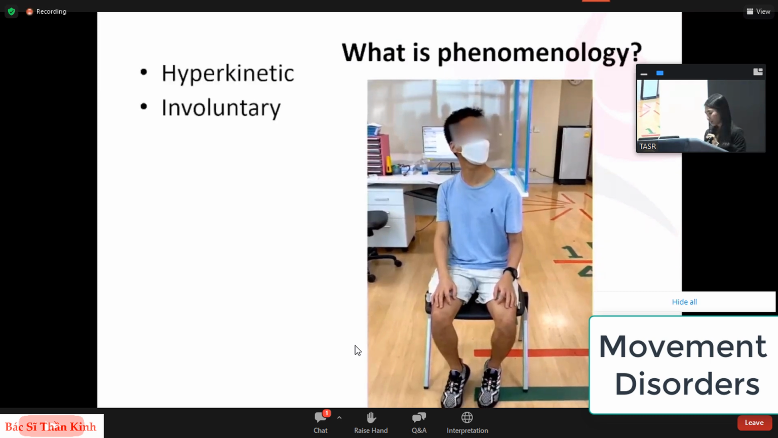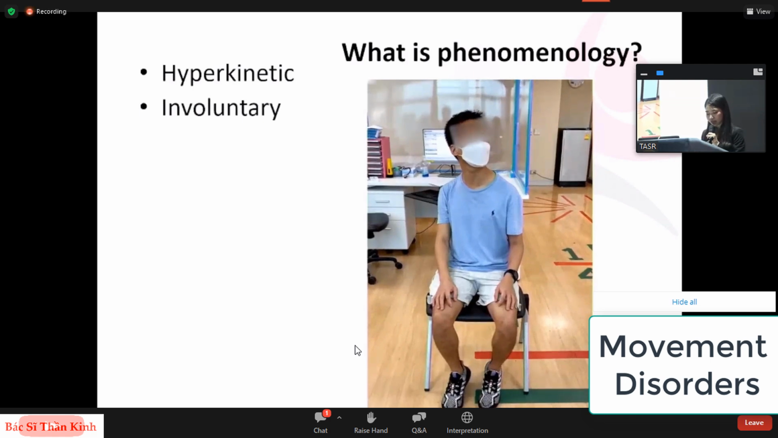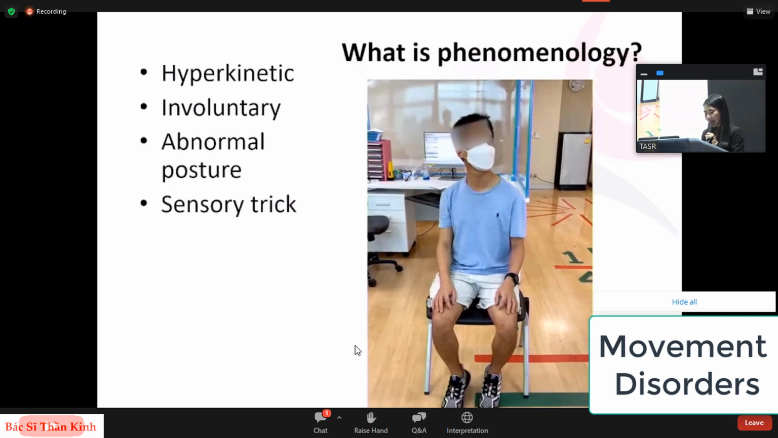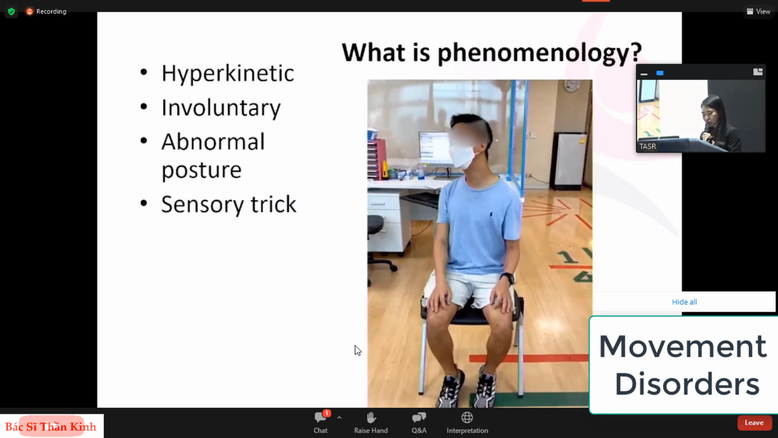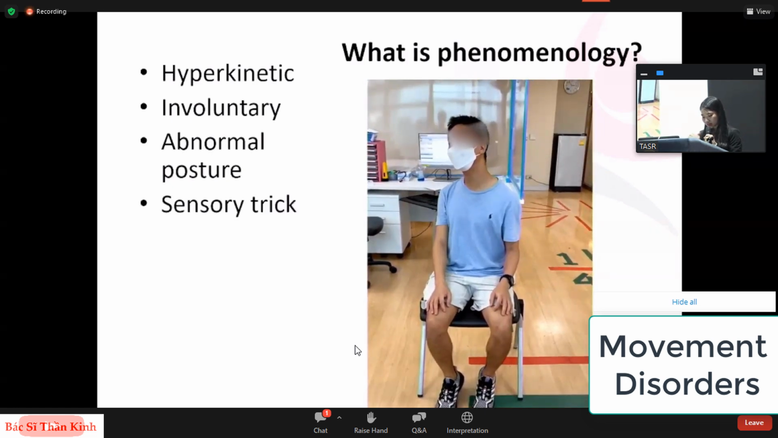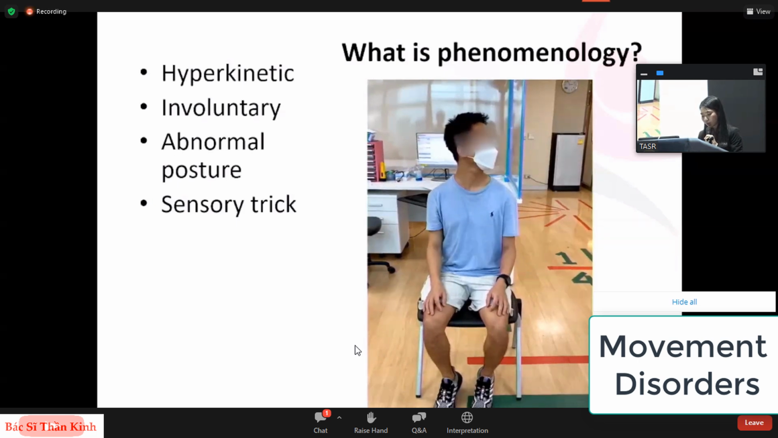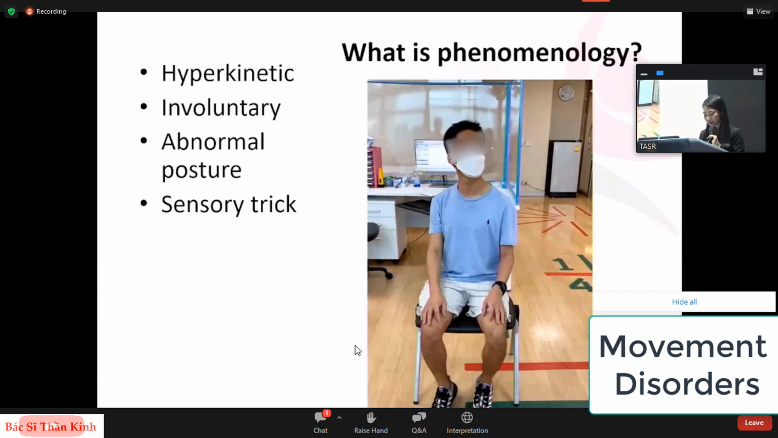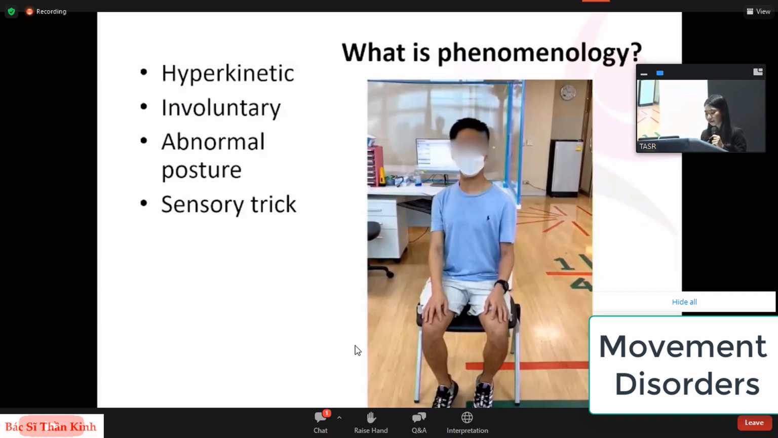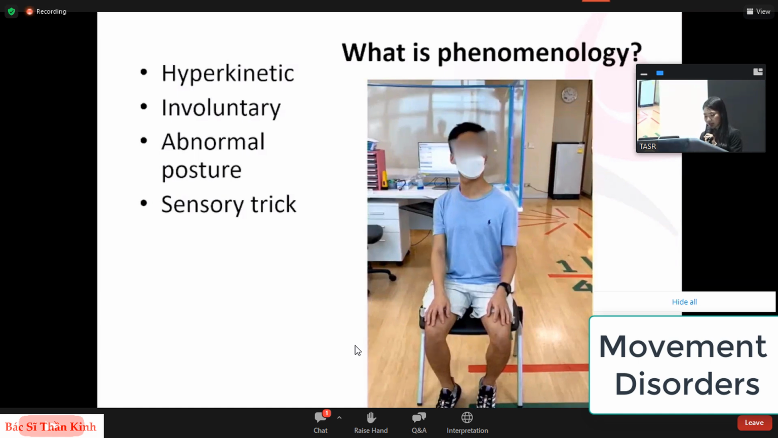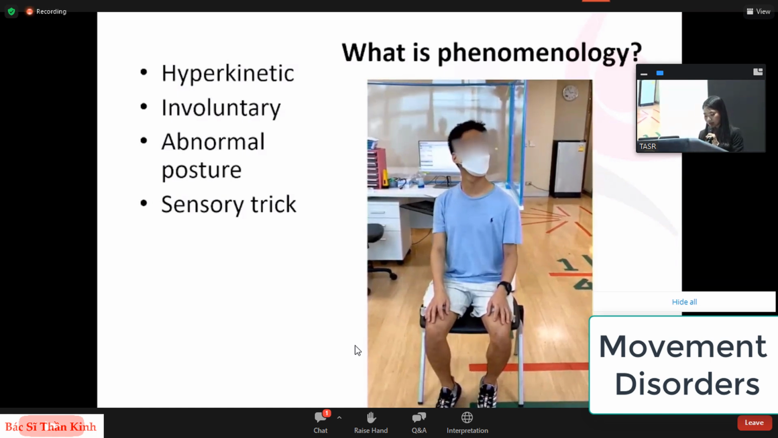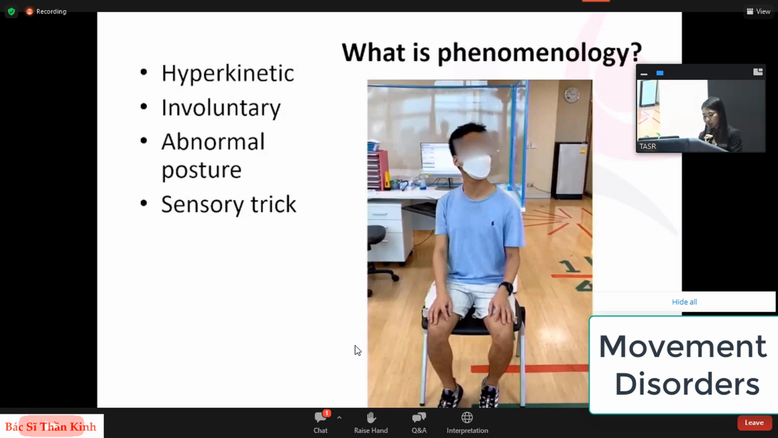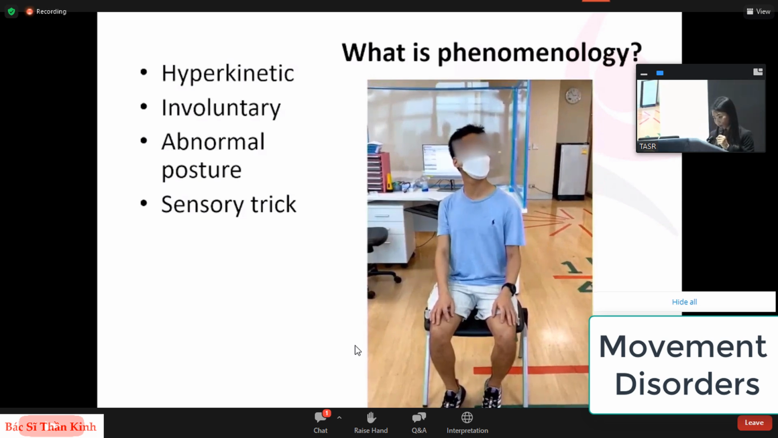This is the hyperkinetic, non-rhythmic, involuntary movement with an abnormal posture. And the action that the patient is trying to lessen the severity of the abnormal postures, like touching his chin or neck or anything, like wearing a scarf. So it's called sensory tricks, and it is the compensatory gesture of patients with dystonia.